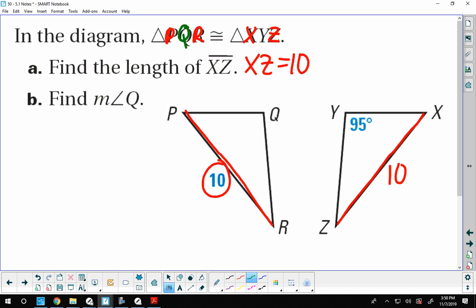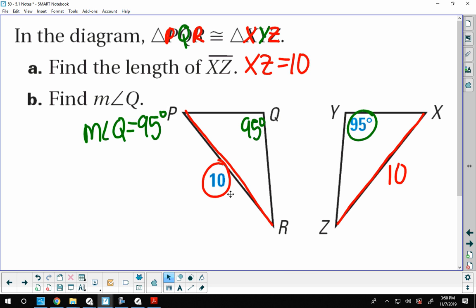Find the measure of angle Q. Q corresponds to Y, and the measure of angle Y is 95 degrees, which means that the measure of angle Q is also 95 degrees. So use your congruence statement to find the corresponding part to see if you know its measure.